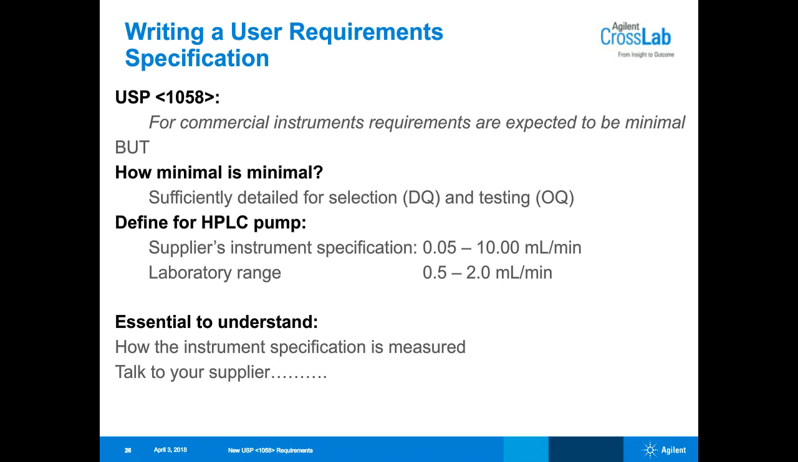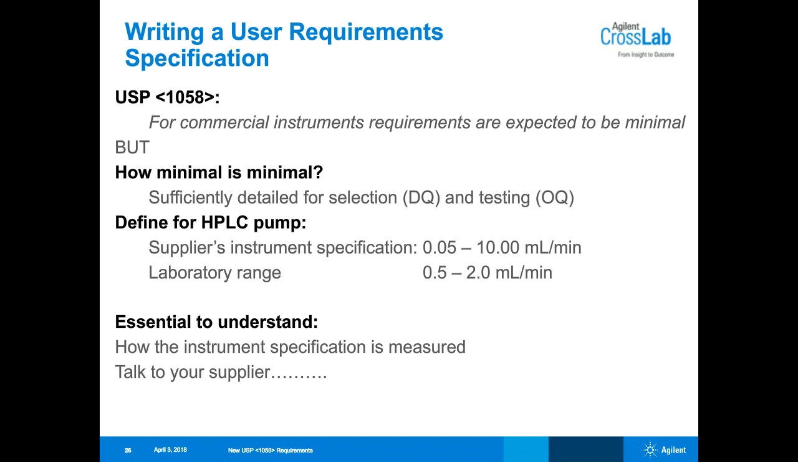And I know there's someone out there thinking, we'll just get the supplier's specification and we'll use that. No. You want to make certain that there is enough information, A, for the selection of the system, and B, to perform the operational qualification. So let's have a look at something very simple for an HPLC pump. If you look at the manufacturer's specification, it has a range of operation that the supplier will support between 0.5 and 10 mL a minute.